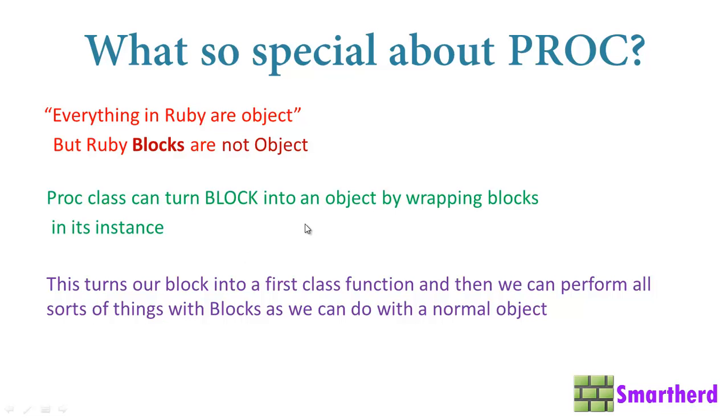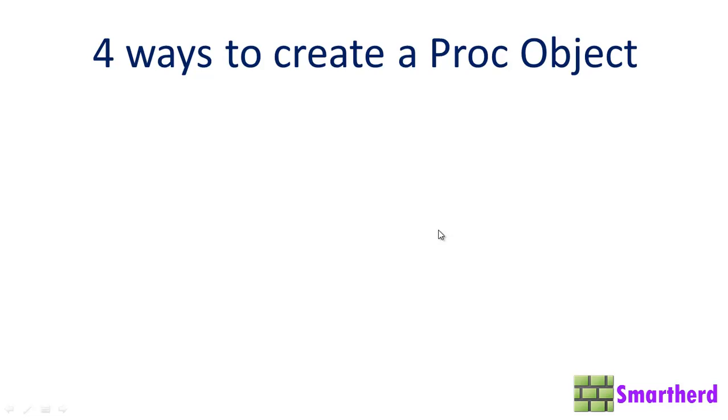Also, when we convert our block into a normal object with the help of this proc class, this turns our block into a first class function. This first class function I will talk about in future tutorials. Don't worry about it. I will elaborate each and every single thing related to proc and lambda. Now, there are actually 4 ways to create a proc object. Let's check them out one by one.